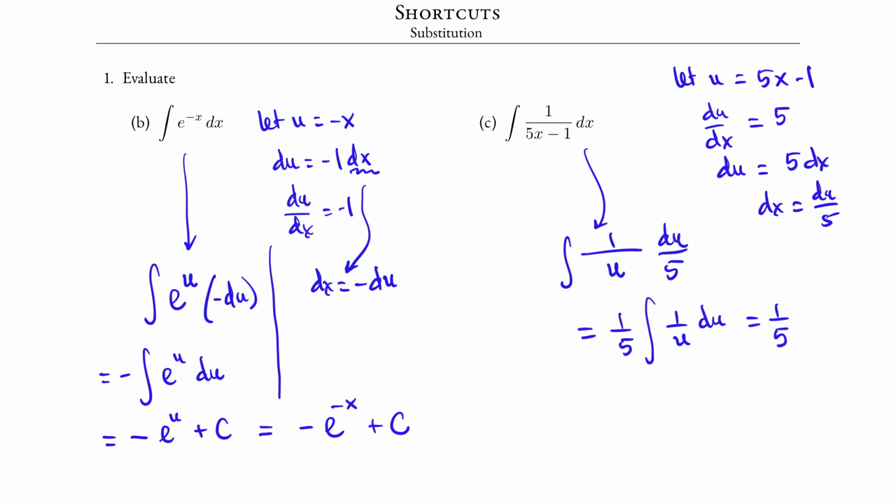1/5 is a constant multiple, and the antiderivative of 1 over u is ln of u. Don't forget a plus c. Usually, if we don't know whether u is positive or negative, we use the absolute value inside of ln. And so the answer is 1/5 ln the absolute value of 5x minus 1 plus c.